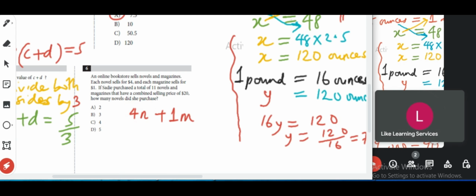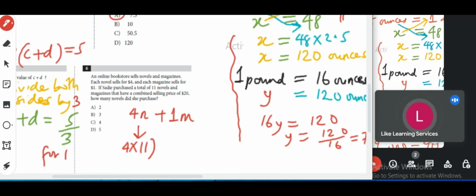Okay, so it says if Sadiq purchased a total of 11 novels. So for 11 novels, how much will it be? 11 novels is $44. That's 4 times 11, isn't it? That's for 11 novels.